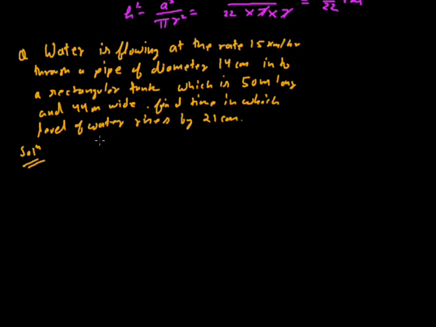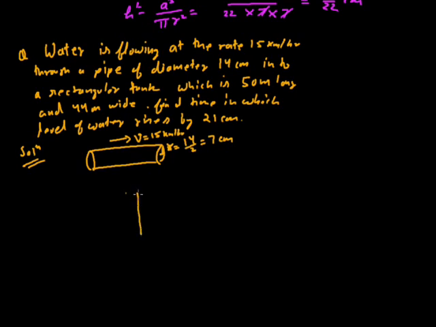So in this question we have been given a pipe. Let the pipe be in the shape of a cylinder. This is the pipe through which the water is flowing. Now its diameter is given to us, so its radius is diameter divided by 2, that is 7 centimeter. Now the water is flowing through this pipe with a speed of 15 km per hour into a rectangular tank.